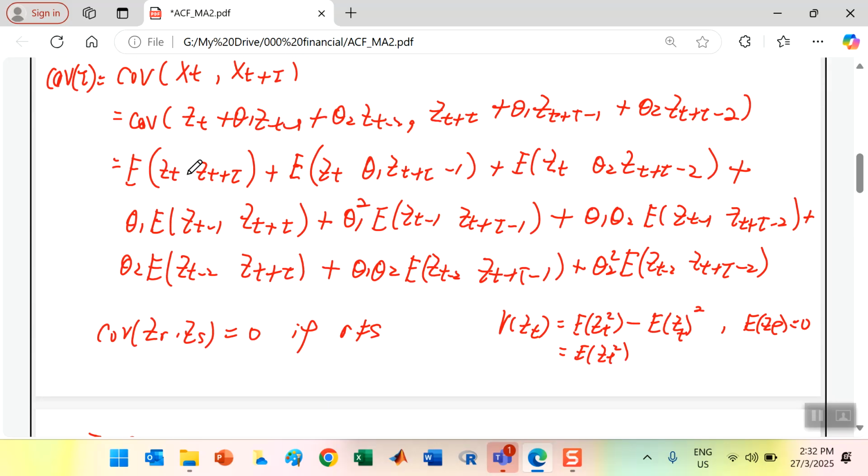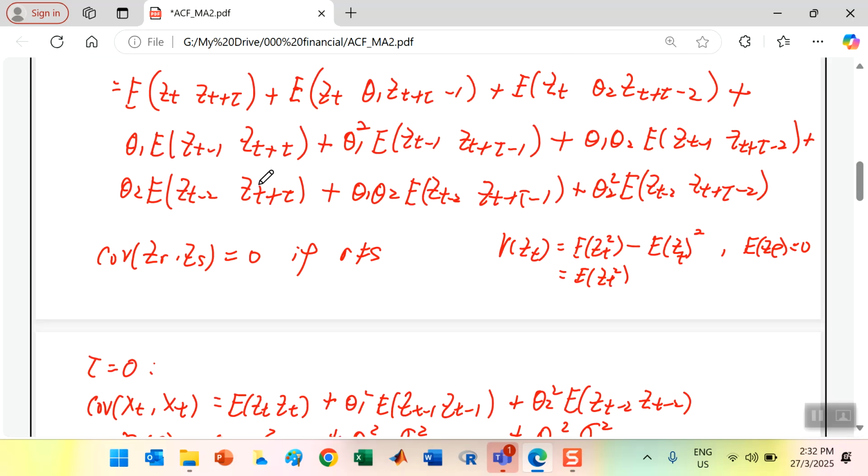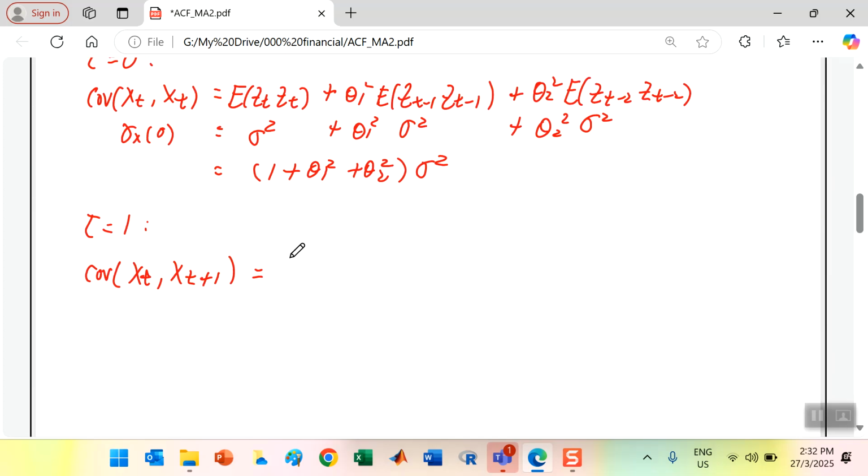Back to this equation, any terms where the zt and zt are the same, then you have a non-zero value. So look at covariance of xt and xt plus tau. Now tau is 1. So this one you have 0, 0. So this is t and t, the first one. Theta 1 is the non-zero term: theta 1 e of zt and zt.